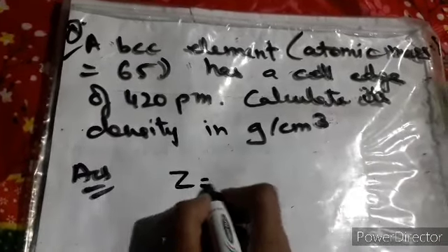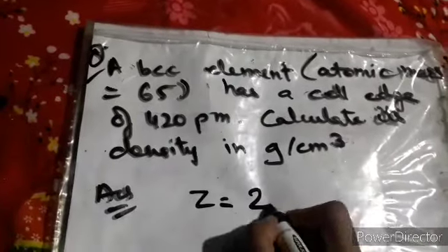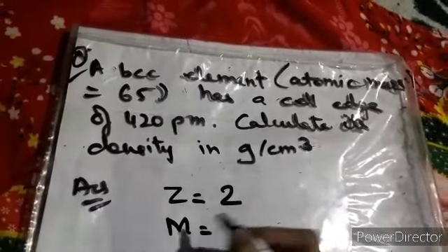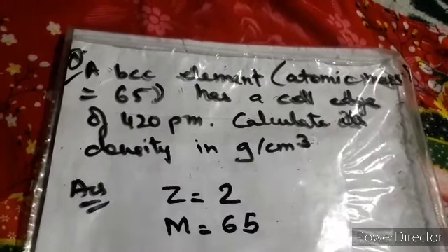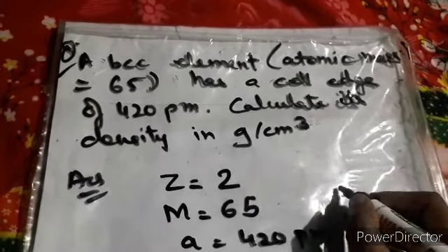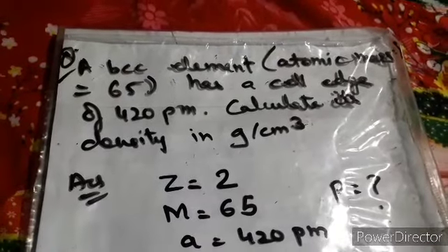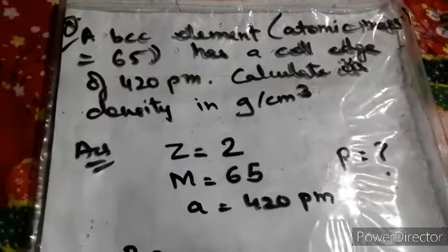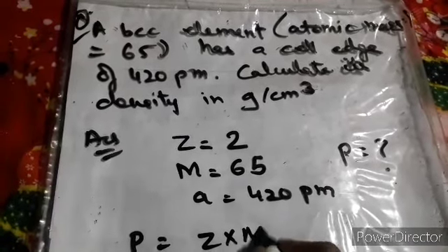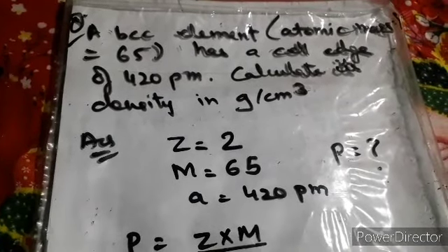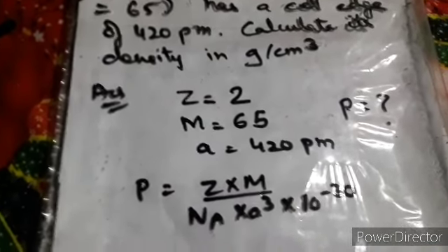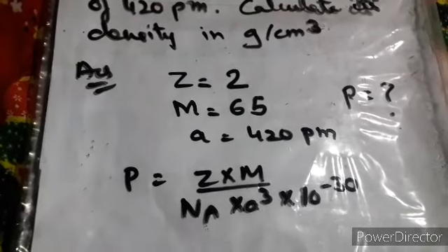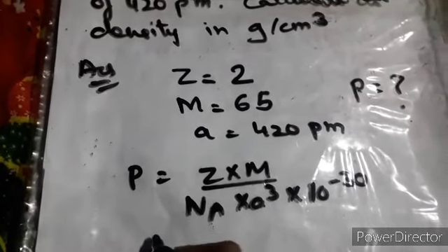So in your answer, for BCC, Z is 2. Then M, it's an element, so they have given you atomic mass 65. Now A, they have given you 420 pm, and density they are asking you to calculate in grams per centimeter cube. So the formula is density is Z into M upon Na into A cube into 10 raised to power minus 30. Now the value is already given in picometer, that's why I am putting this formula which we have learned earlier, and simply you put the values over here.